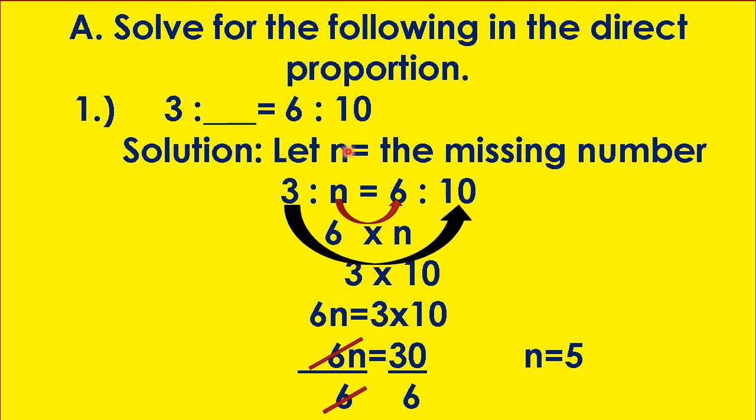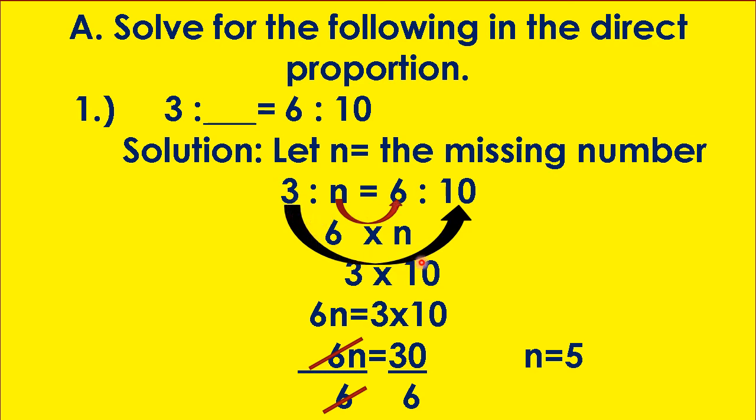Solution. Let n be the missing number. So 3 is to n is equal to 6 is to 10. So we are going to multiply the means and the extremes. So 6 times n is the means and 3 times 10 is the extremes. 6n is equal to 3 times 10.